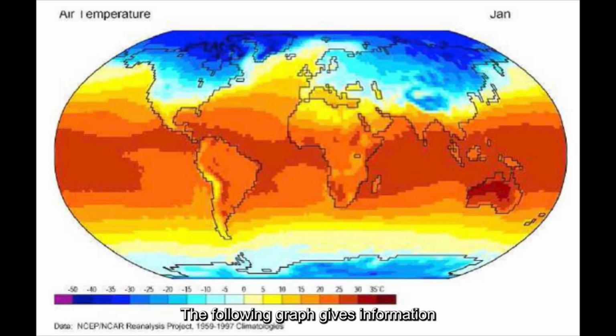The following graph gives information about air temperature. Data of different areas are displayed on the map. According to this graph, the highest temperature areas are in Africa and South America. In comparison, the lowest temperature areas are in the Arctic and the South Pole. You can see from this graph that the moderate temperature areas are in China and Europe. In conclusion, this graph is very informative.